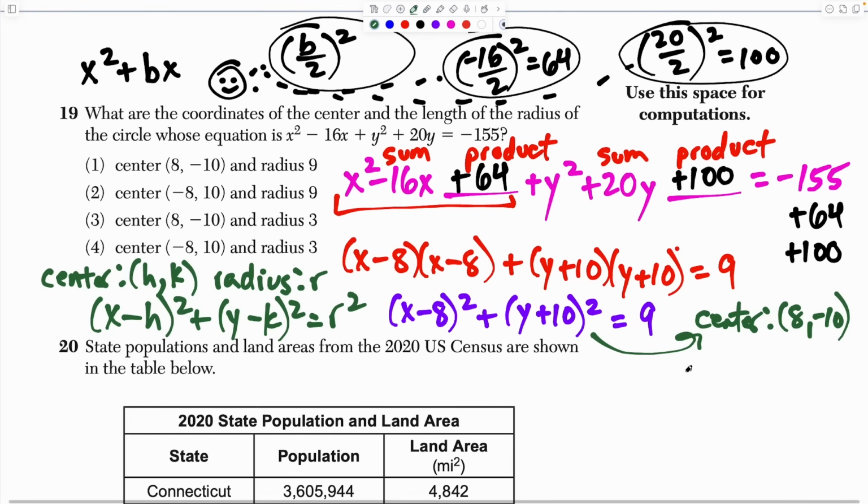And then the radius, we just have to be careful here. The radius is going to be squared on the right side, so we have to take the square root of 9, and the square root of 9 is equal to 3. Now we just go looking for the answer here. We have choice 3, center 8, negative 10, radius 3.